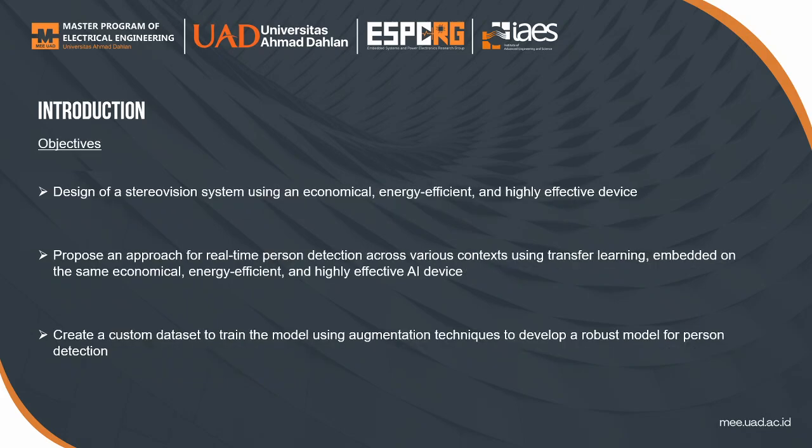To address these challenges, we worked on the design of a stereovision system using an economical, energy-efficient, and highly effective device, which is the Raspberry Pi 4. We also proposed an approach for real-time person detection across various contexts using transfer learning embedded on the same economical, energy-efficient, and highly effective AI device. And we worked also on the creation of a custom dataset to train the model using augmentation techniques to develop a robust model for person detection.